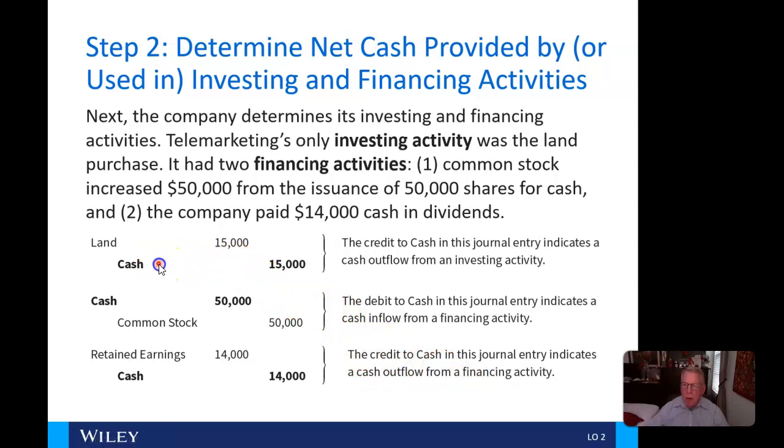Cash went down for the purchase of land. And here cash went up for issuing common stock. And cash also went down for payment of dividends. They're showing those dividends directly into retained earnings here without doing the closing entry.